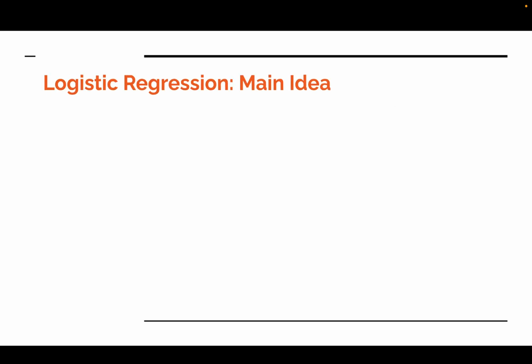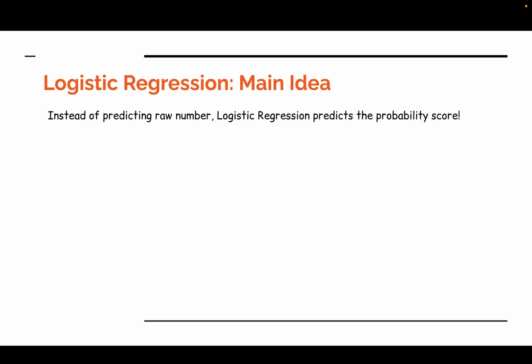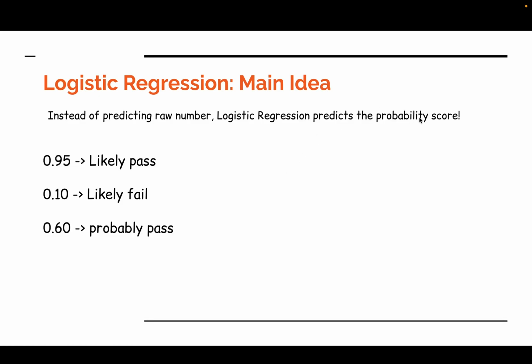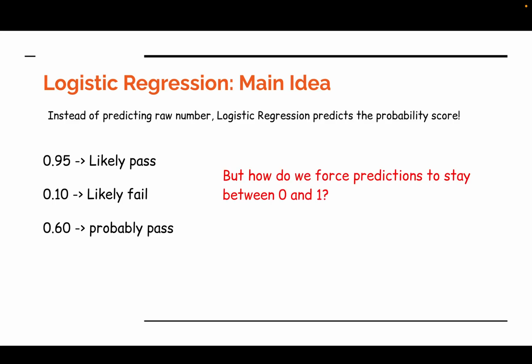Now this is where logistic regression comes into picture. Instead of predicting a raw number, logistic regression predicts a probability score. So consider you have these different probabilities where 0.95 means that the student is likely going to pass, and if it is 0.10, the student is likely going to fail, and if it is 0.60, he is probably going to pass. Now how do we force the prediction to stay between 0 and 1? Because we saw earlier that y is equal to 1.9, which is the raw value. So how can we turn that into a probability score ranging between 0 and 1?